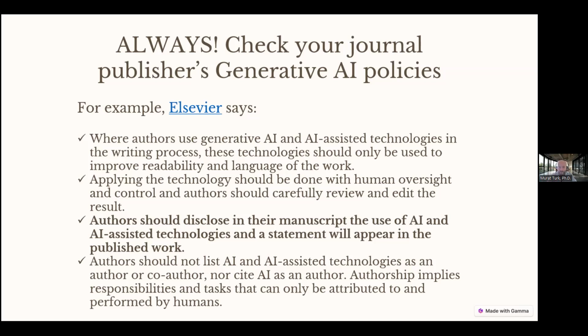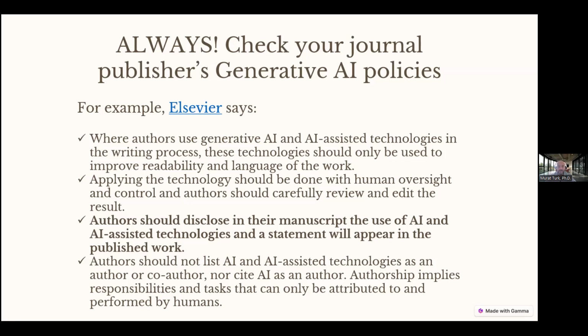And the ideas, of course, you can just get inspired by the ideas of Jenni.ai. Applying the technology should be done with human oversight and control, and authors should carefully review and edit the result. And Elsevier, for example, says authors should disclose in their manuscript the use of AI and AI-assisted technologies, and a statement will appear in the published work. Yeah, if you publish in a journal of Elsevier, then they put a statement about your AI use in your published work.